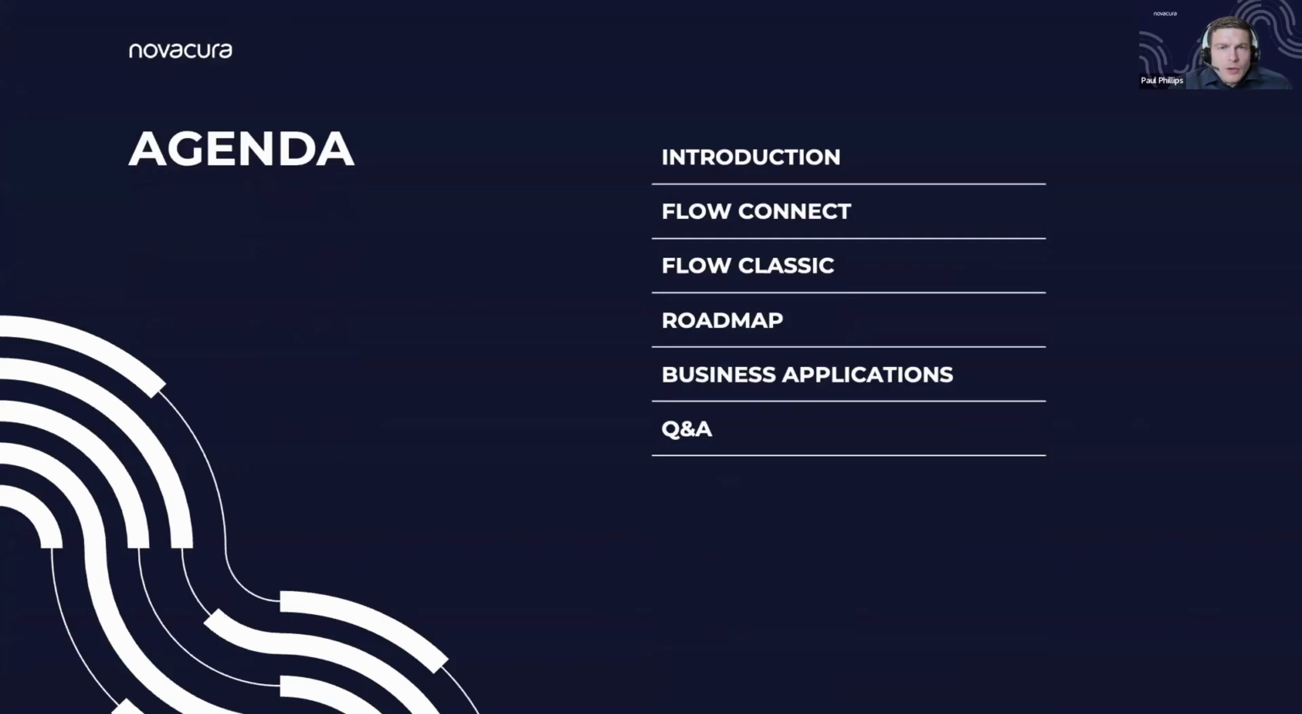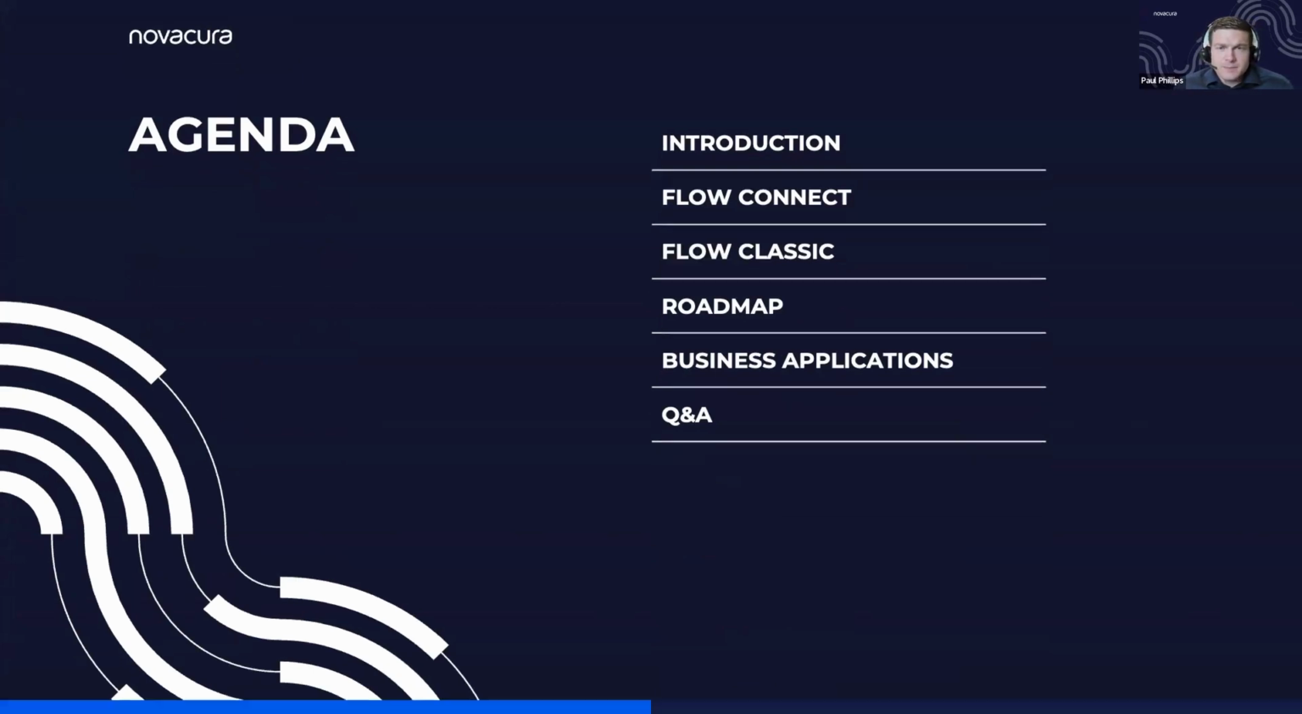And here's what we have lined up for you. We'll start with a brief introduction. We'll jump into some of the latest features of Flow Connect, and that's where a bulk of our content is today. After that, we'll cover Flow Classic updates, take a look at our product roadmap, and then touch on business applications where we'll showcase example solutions that we've created to expand the platform capabilities. When all that's done, we'll go to Q&A and answer your questions that you've put into the chat.